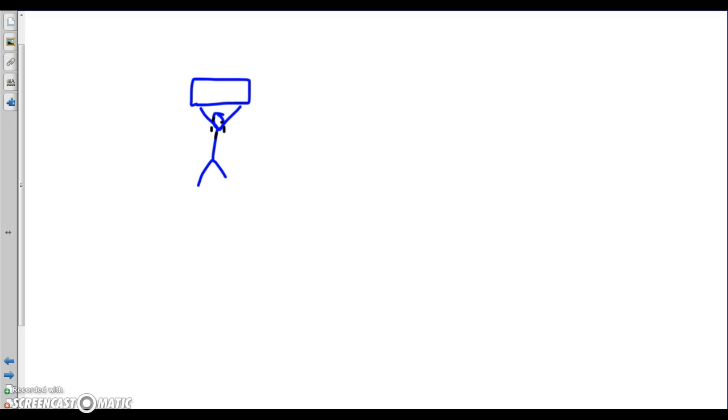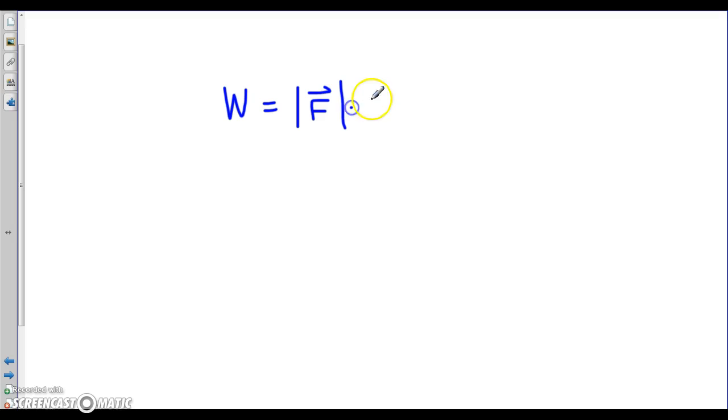The answer is no. We can see that physics gives a different definition of work than what you're used to in your everyday life. Here's the physics definition of work. We give it a capital W, and it's equal to the magnitude of the force acting on an object times the magnitude of the displacement on the object times the cosine of the angle between those vectors, between F and displacement.